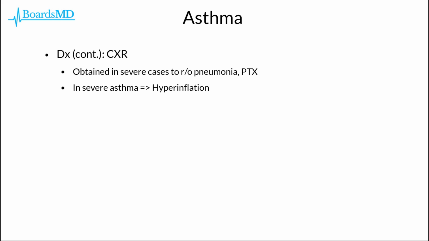In addition to these variations on pulmonary function testing, we will also sometimes obtain a chest X-ray in patients with asthma. This is typically reserved, however, for severe cases, especially in the context of acute exacerbations, and this is performed in order to rule out pneumonia and pneumothoraces. And as we see in the case of other obstructive lung diseases, in the case of severe and long-standing asthma, we may see hyperinflation of the lungs on this chest X-ray.